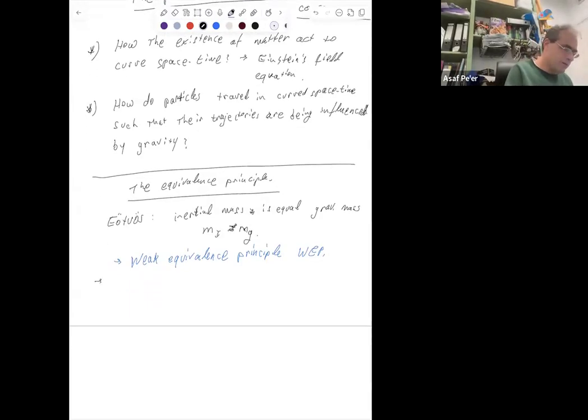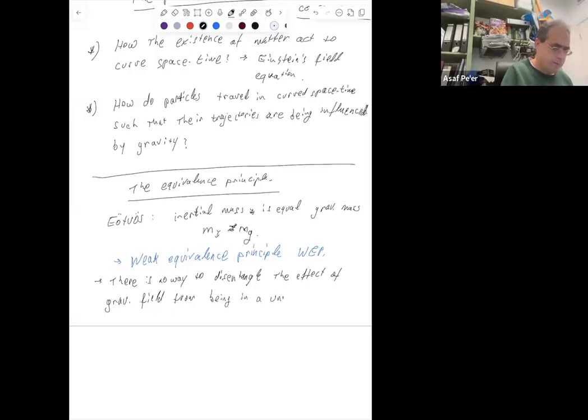That means that there is no way to disentangle the effect of a gravitational field from those of being in a uniformly accelerated frame.